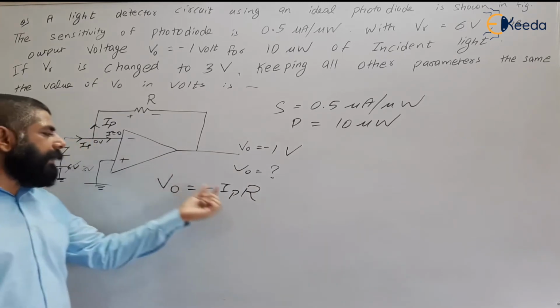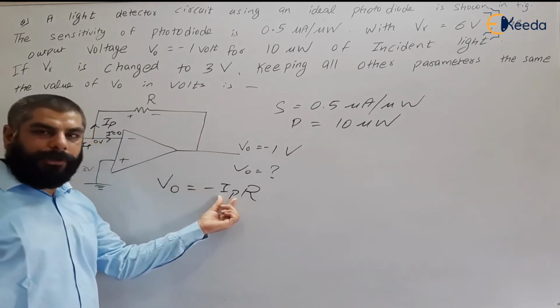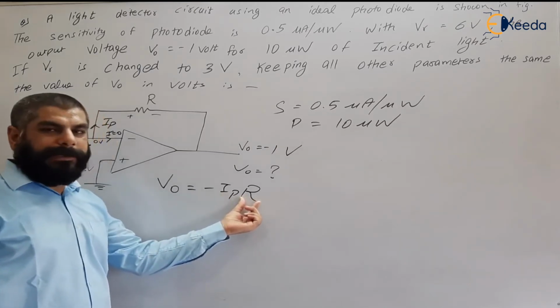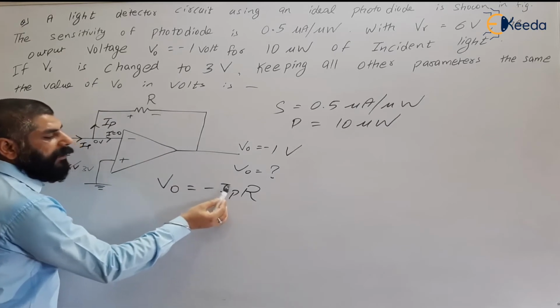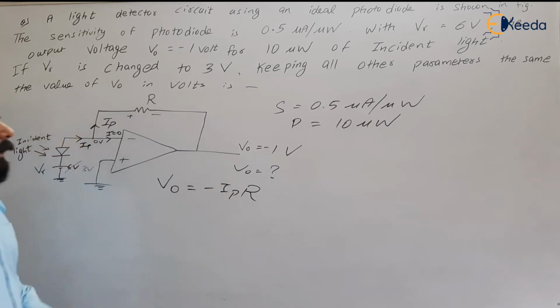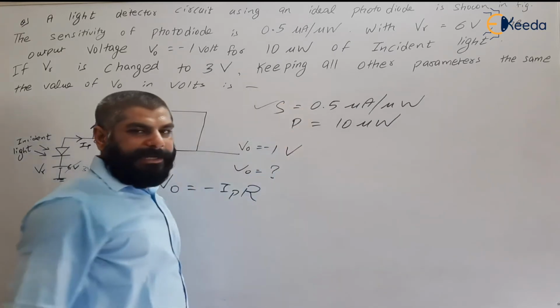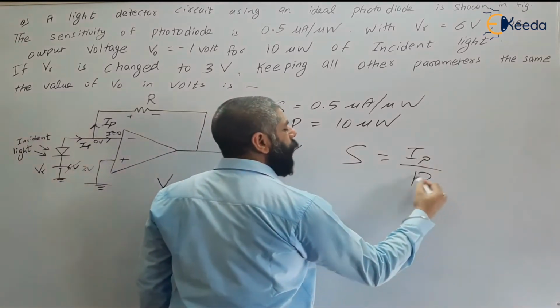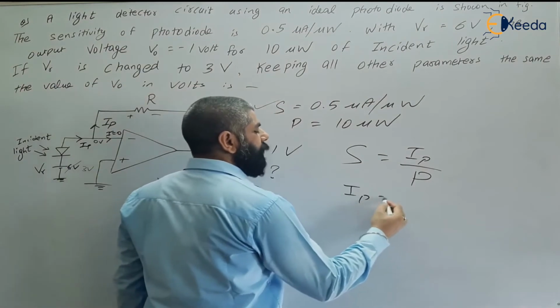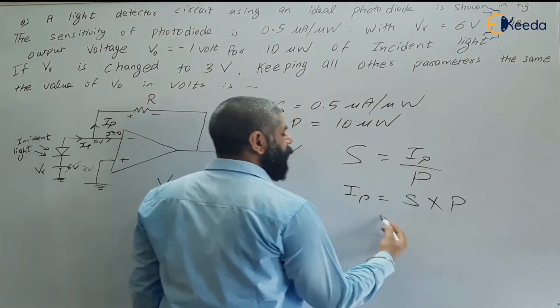Now the output voltage depends on the value of photo current multiplied by the value of resistance. If the resistance is the same, what is the value of photo current? We know the sensitivity, which is defined as the photo current divided by optical power. So photo current is equal to sensitivity into optical power.